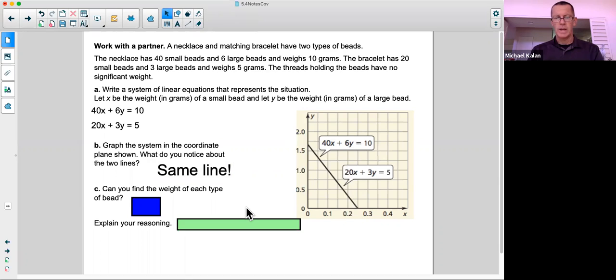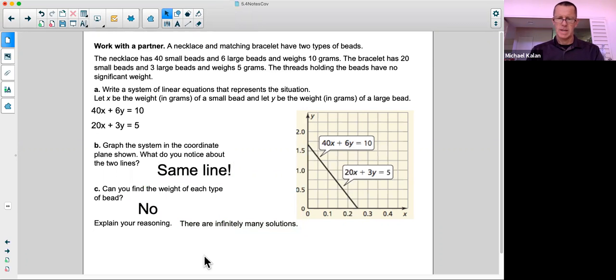So can we find the weight of each type of bead? Nope, right? It's just one line. We never see where they cross to figure out an x coordinate and a y coordinate. All right, so that's that. So there's an infinite number of solutions, okay?